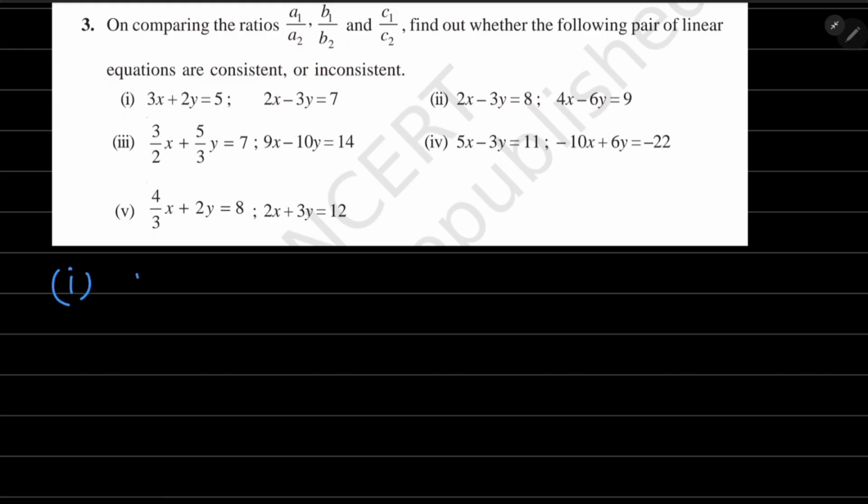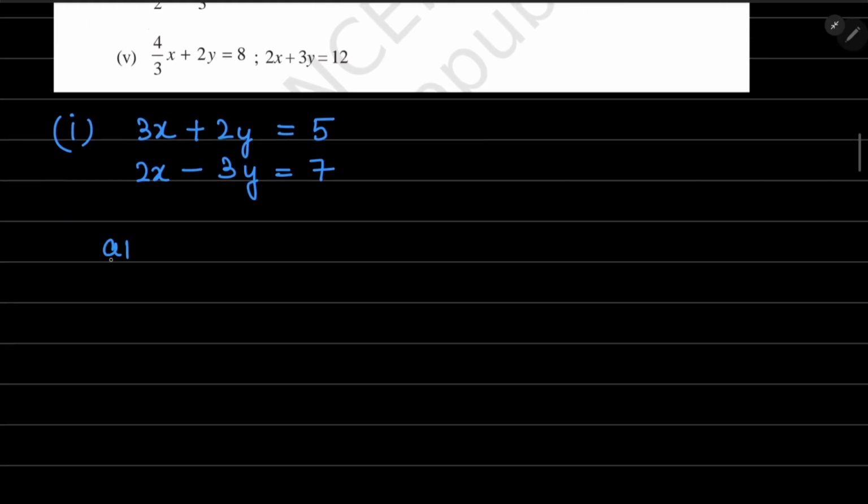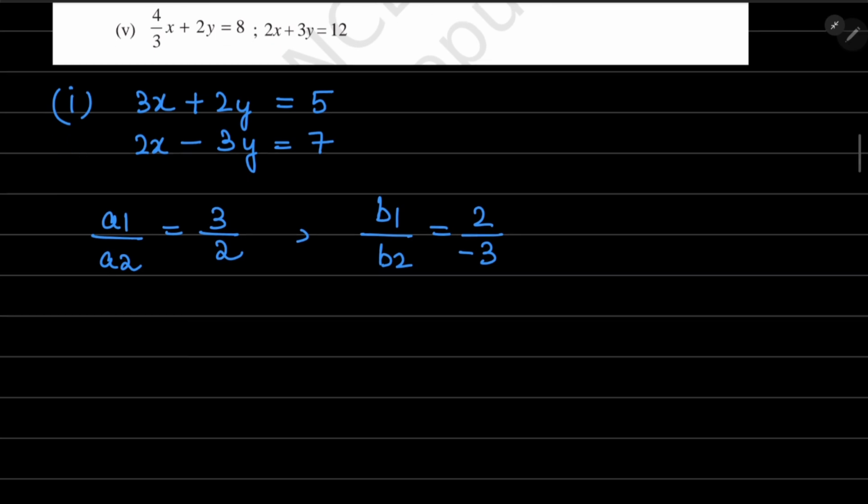So let's do the first question, that is 3x plus 2y equal to 5, and the second equation is 2x minus 3y equal to 7. So what's your A1 by A2? It's 3 by 2. What's your B1 by B2? It's nothing but 2 divided by minus 3. What do you find here? A1 by A2 is not equal to B1 by B2. You need not calculate C1 by C2. So C1 by C2 will be minus 5 by minus 7 or 5 by 7.